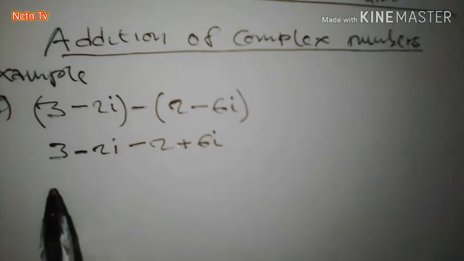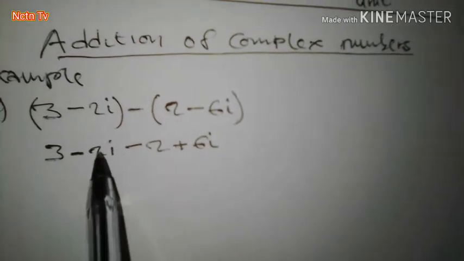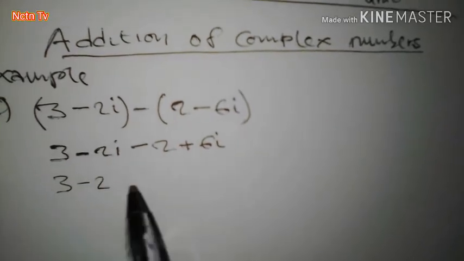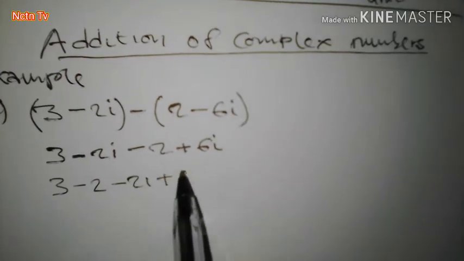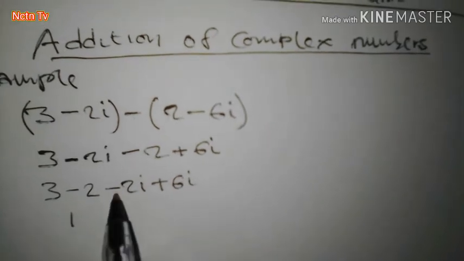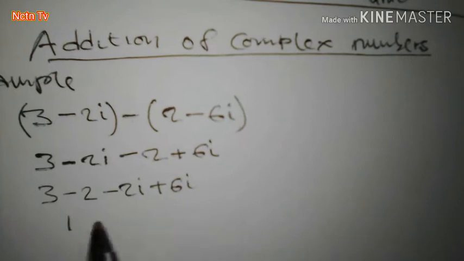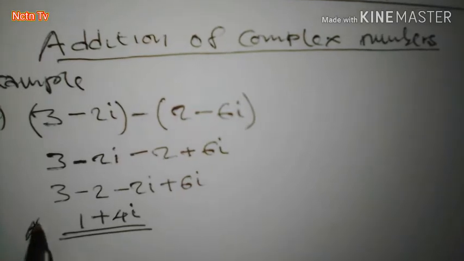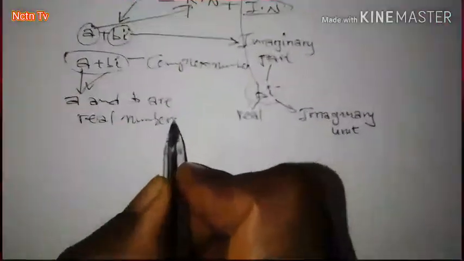We will also put the like terms together because we cannot add this one and this one. So we will say 3 minus 2, minus 2i plus 6i. So we get 1, then minus 2i plus 6i gives us plus 4i. If we do this, then we have reached the correct answer. We never said addition and subtraction separately, but what we should know is that the same method applies in both addition and subtraction.